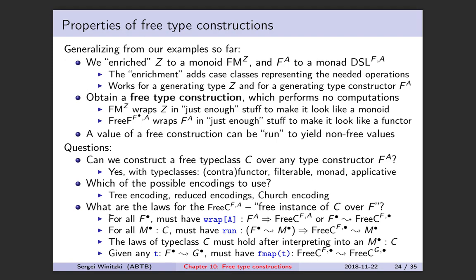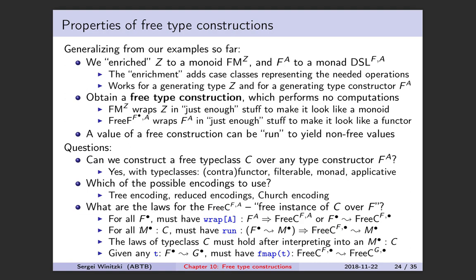And it turns out there are four main properties that are important. First of all, if we have a free instance of a type class over a type constructor, f, it means that we need to be able to wrap a value of f into a value of this free type class. So this free C is this free instance of a type class. So we should have a function with this type signature.